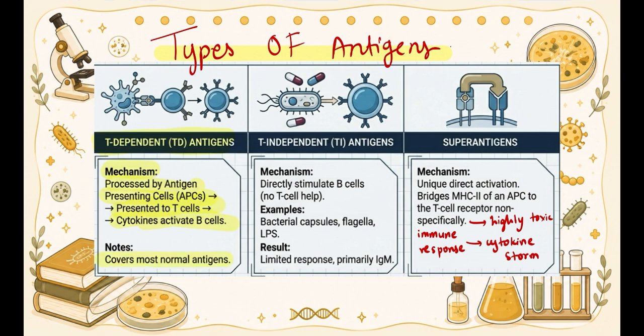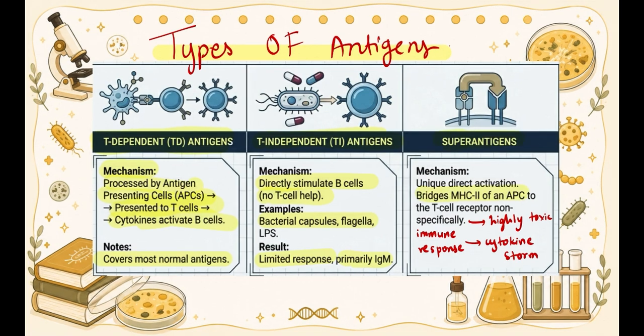In sharp contrast, T-independent antigens, which include robust structures like bacterial capsules and flagella, bypass this chain entirely. They directly stimulate the B cells without needing any T cell help whatsoever. However, because it uses this direct route, it yields a much more limited response, primarily just producing one type of early-stage antibody.